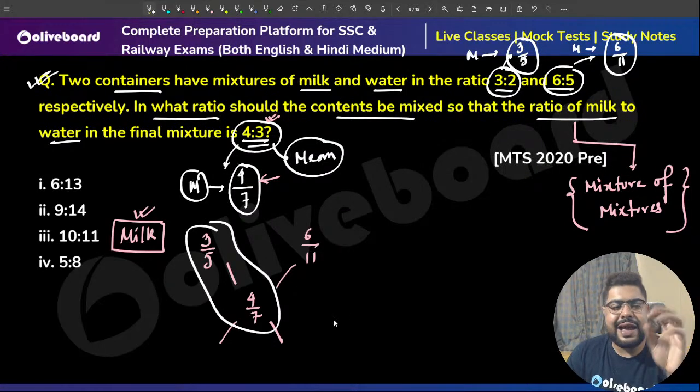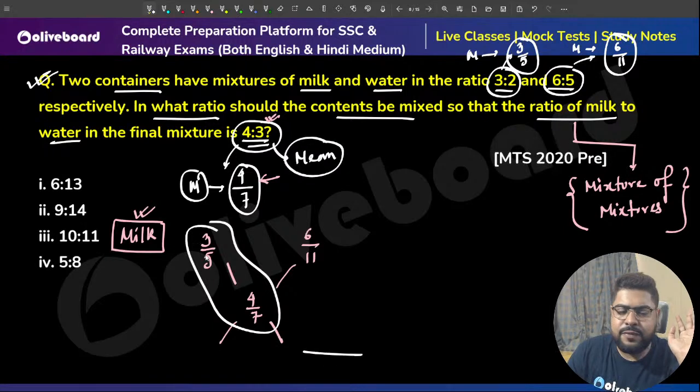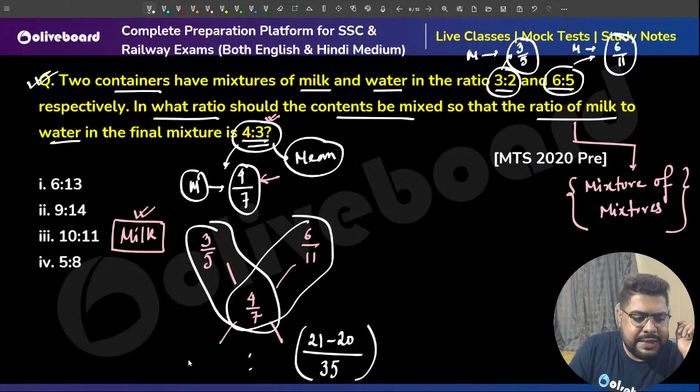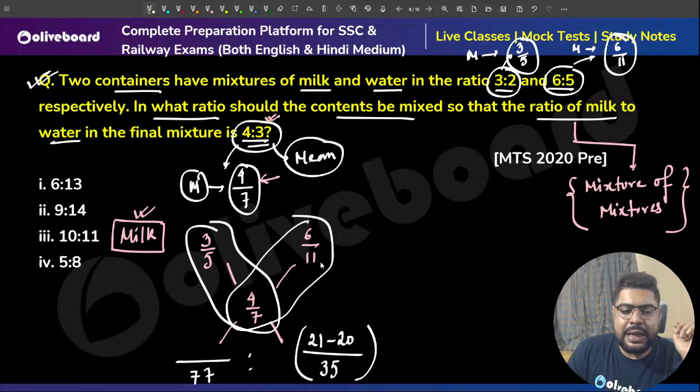Just calculate. Take the crosswise difference: LCM is 5 7s are 35, and 3 into 7, 21, minus 5 into 4, 20. Now take this crosswise difference: LCM is 7 into 11, 77, and 11 into 4, 44, minus 7 into 6, 42.